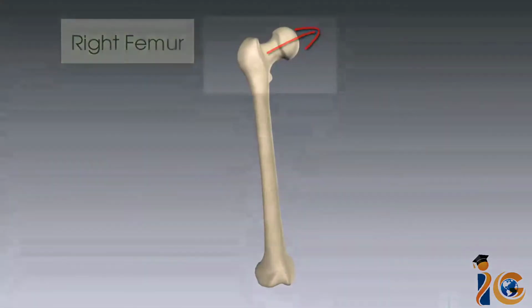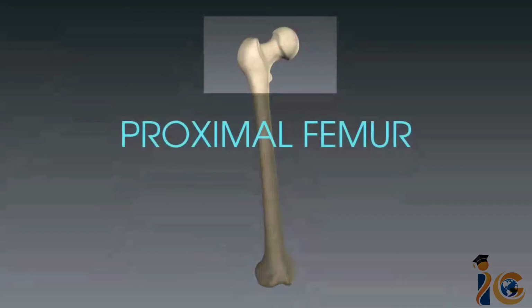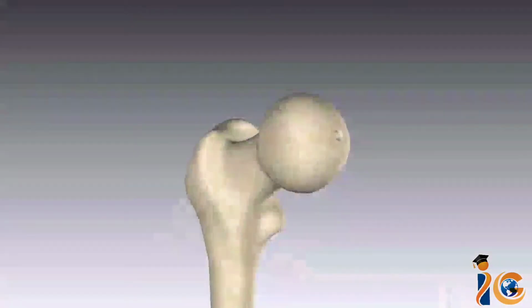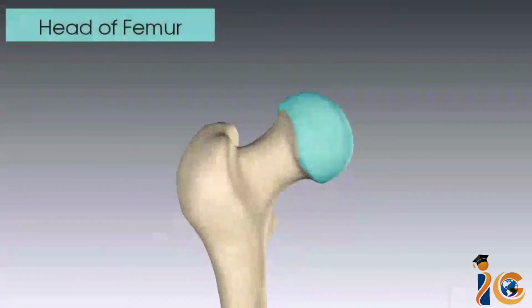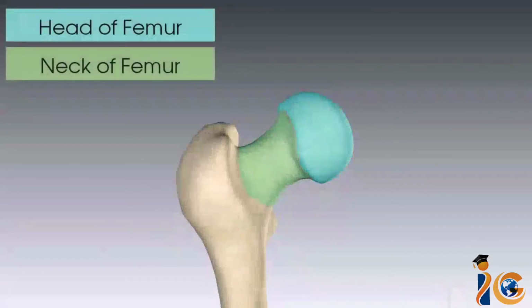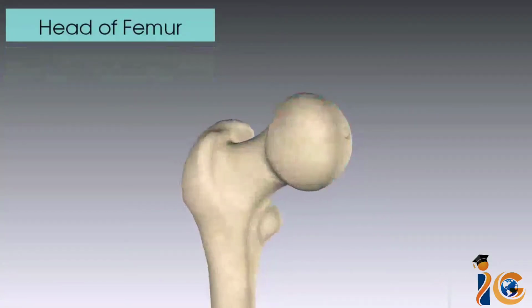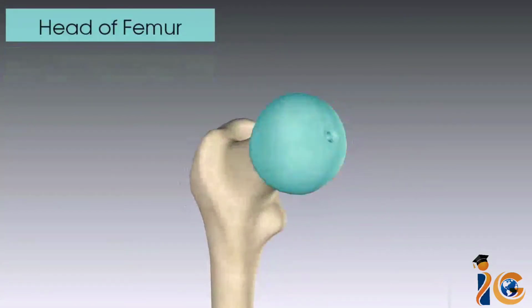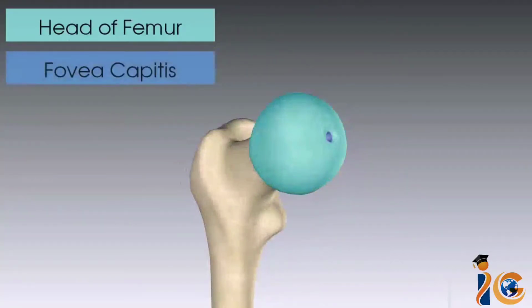So let's just now look at some of the proximal features of the femur. So the first thing to notice is the head of the femur, and then next to it we then have the neck of the femur. So just to give a little bit more to this, the only important point of the head of the femur is the fovea capitis. Now that's this central depression that you can see in the center of this femur. Now this has an important role in blood supply in childhood.